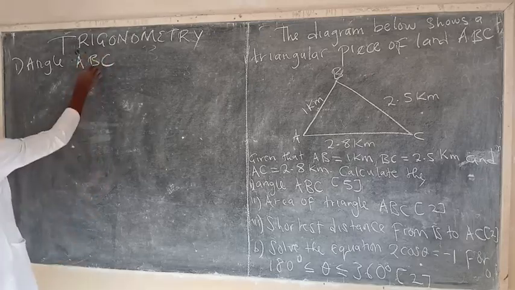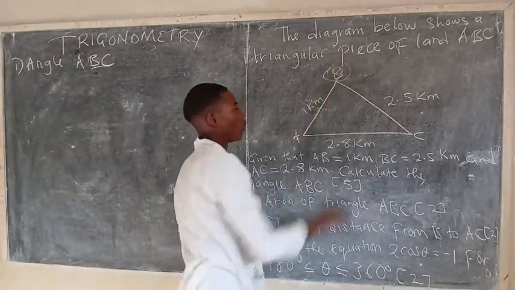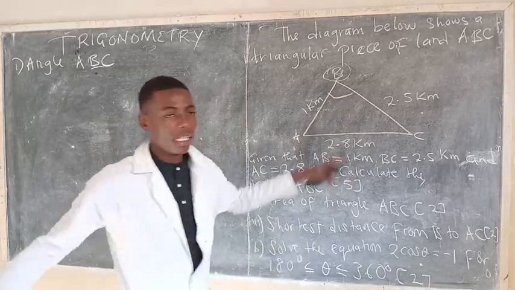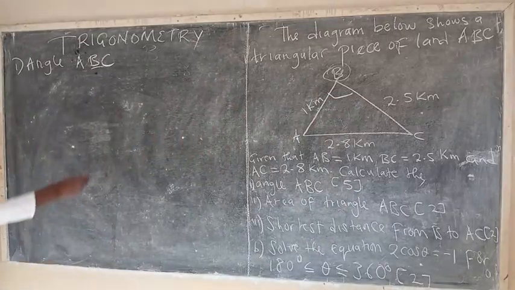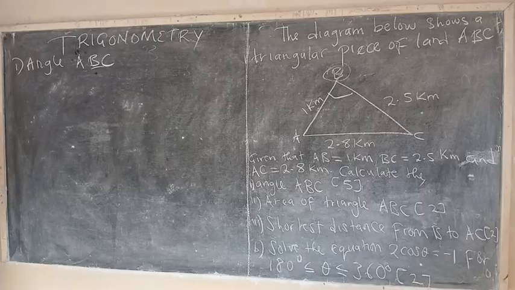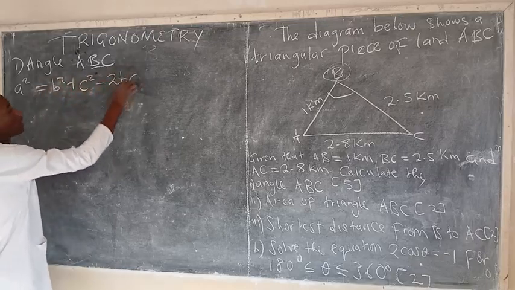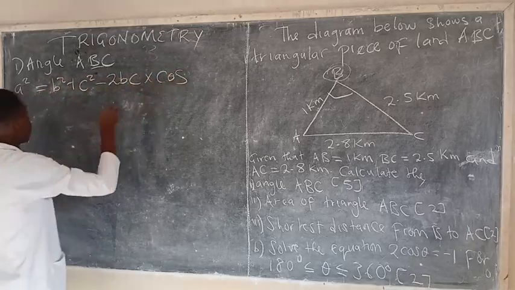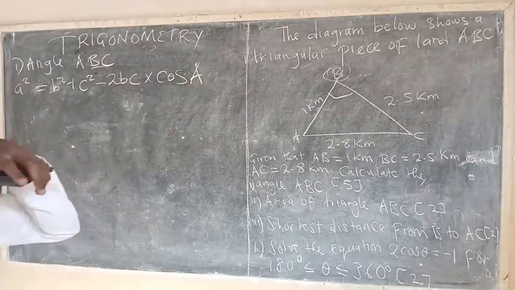If we are told to calculate angle ABC, they are simply talking about the angle that is at the middle, which is this angle. So this angle will be represented by that. In order for us to calculate the angle, we are always given that a squared should be equal to b squared plus c squared minus 2bc by the cos of A. This is the general formula that can be used to find the angle.